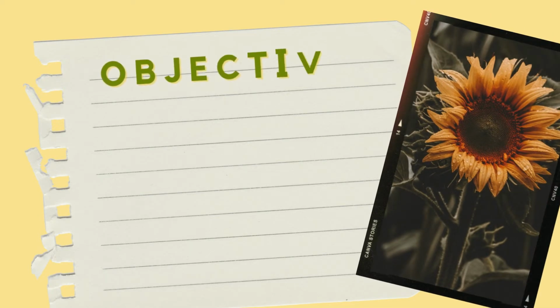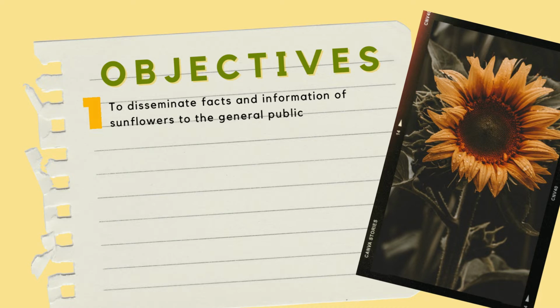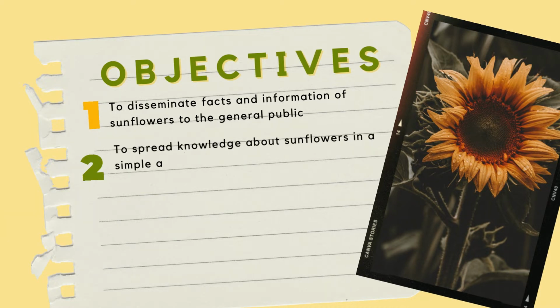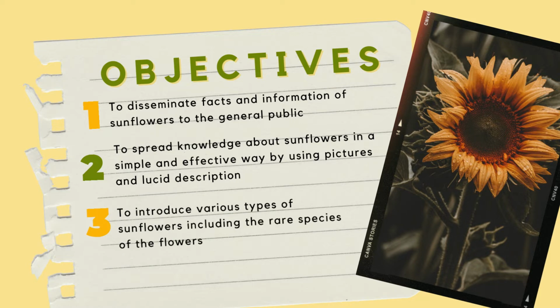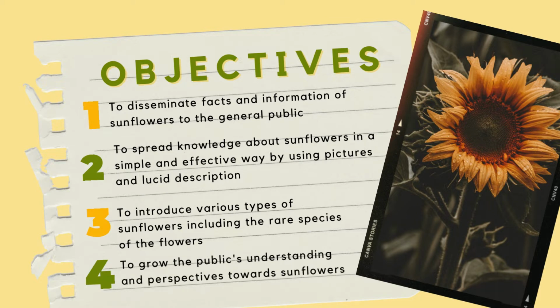The objectives are to disseminate facts and information of sunflowers to the general public, to spread knowledge about sunflowers in a simple and effective way by using pictures and lucid description, to introduce various types of sunflowers including the rare species of the flowers, and to grow the public's understanding and perspectives towards sunflowers.